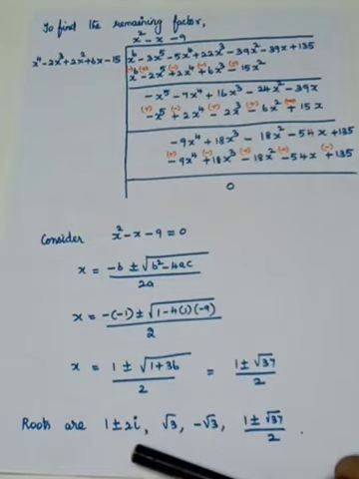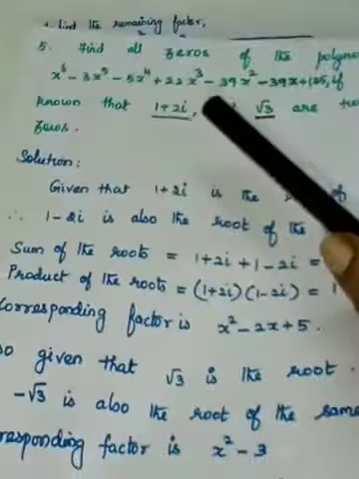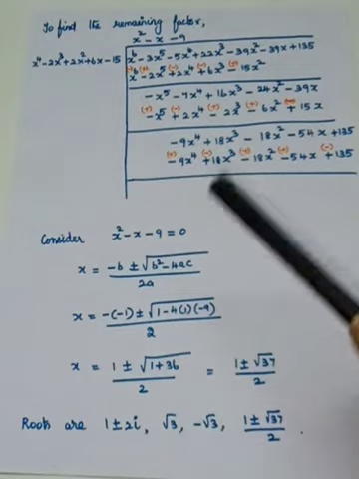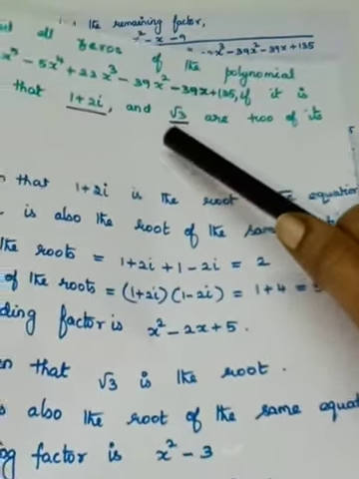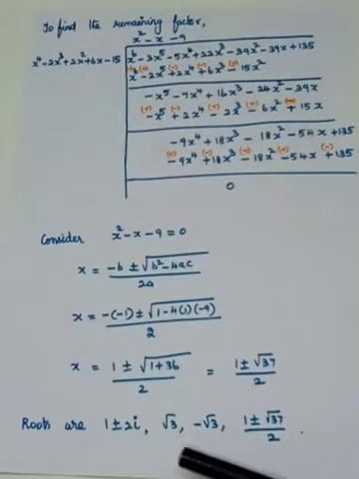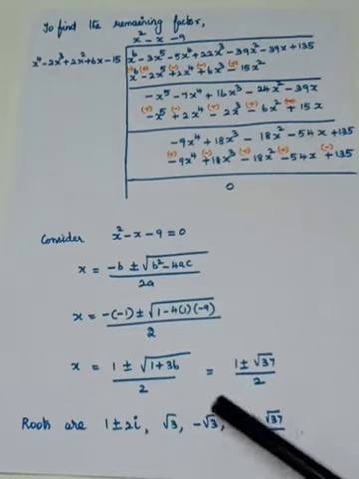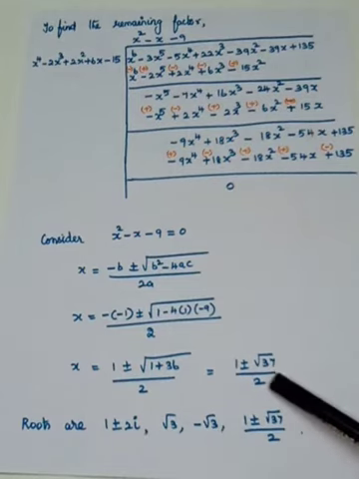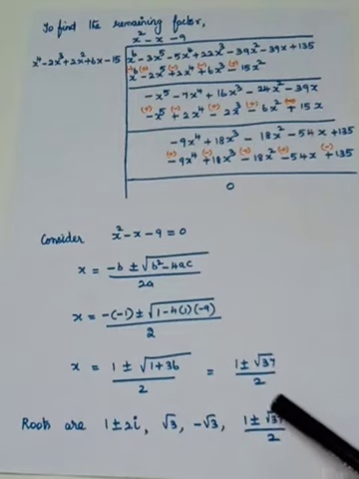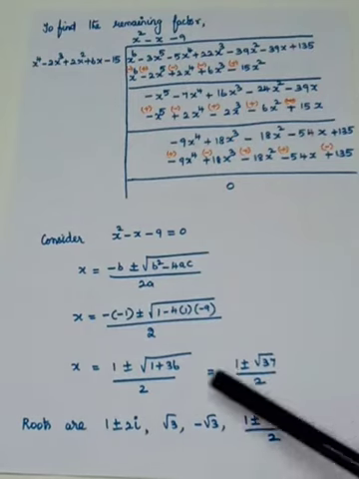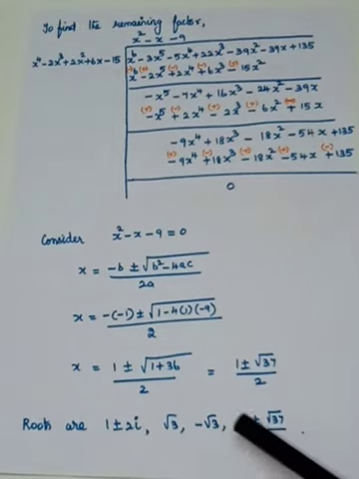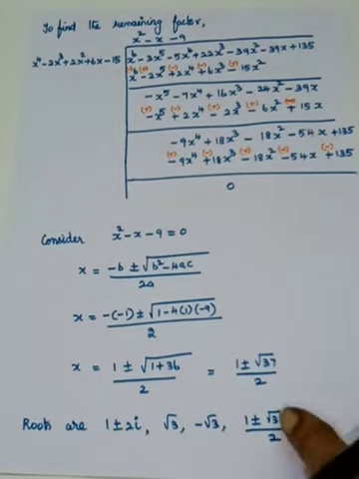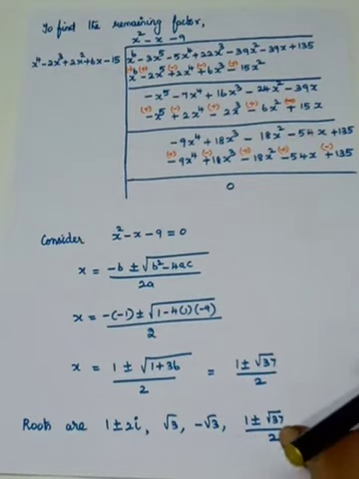Okay. So what is the first root? It is given that 1 plus 2i is a root. So 1 plus 2i is a root, means 1 minus 2i is also the root. So that's why I have written 1 plus or minus 2i. And the next one, root 3 is a root of the polynomial, or zero of the polynomial, means minus root 3 is also a zero of the polynomial. So using this, we have found the remaining roots are 1 plus or minus root 37 by 2. So totally how many roots? Here 2 roots, 3, 4, 5, 6 roots are the roots of the polynomial equation.